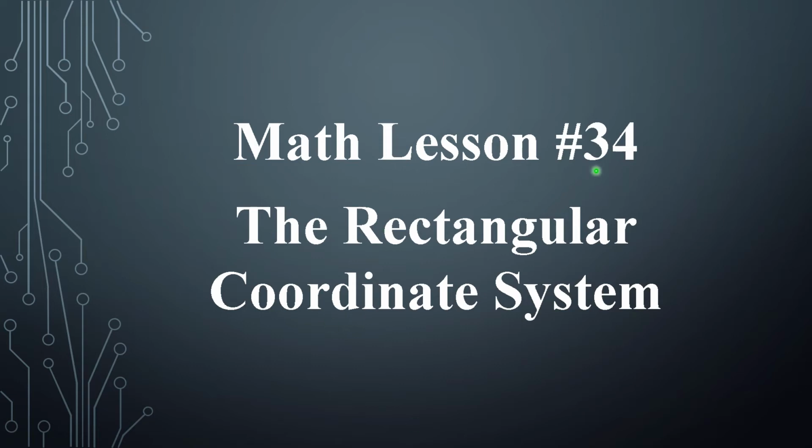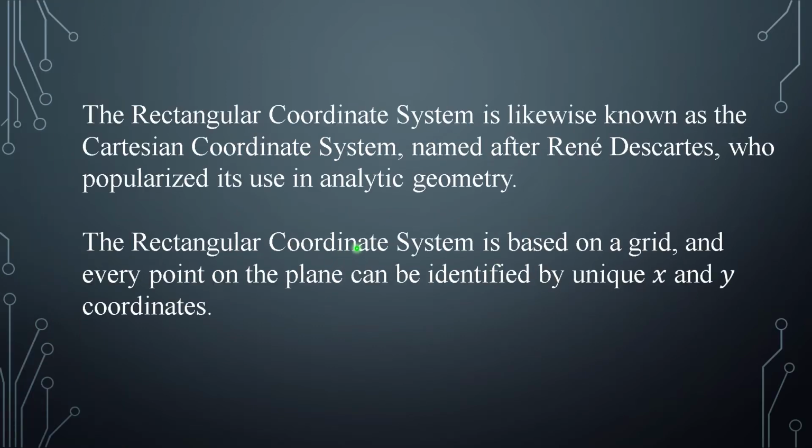Math lesson number 34, the rectangular coordinate system. We'll start with this. The rectangular coordinate system is likewise known as the Cartesian coordinate system, named after René Descartes, who popularized its use in analytic geometry.